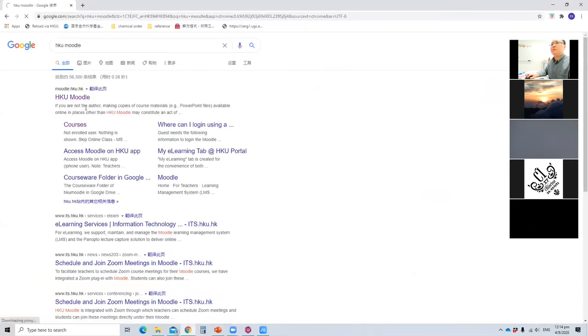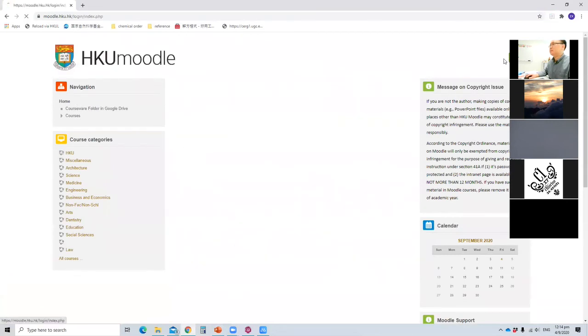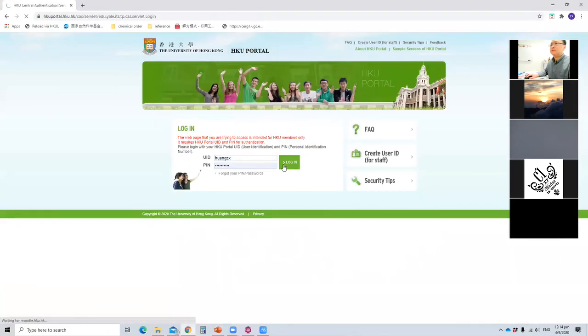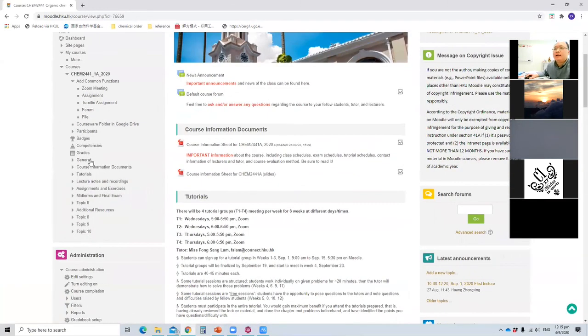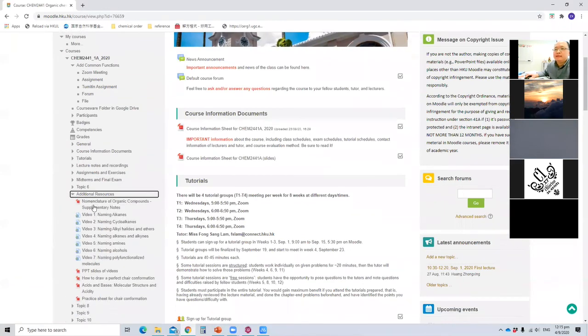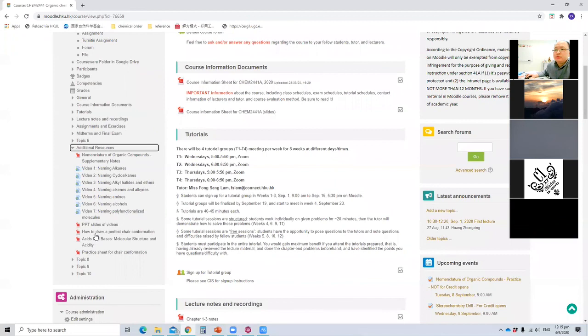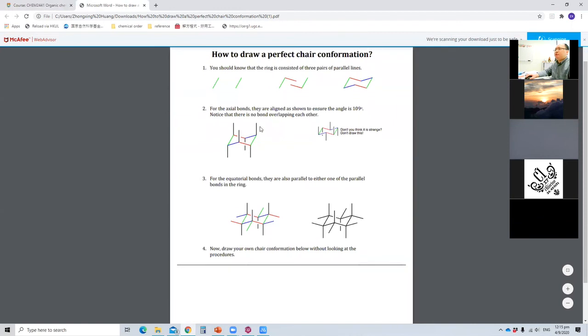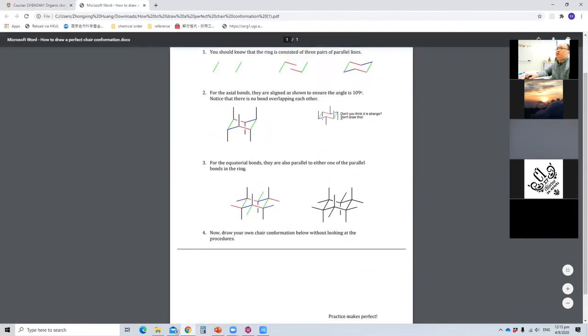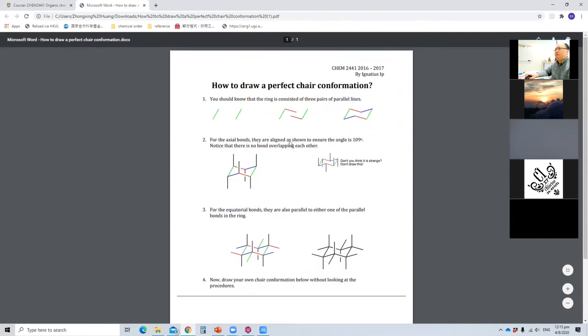So if you open Moodle, go to class, and you have some additional resources here. Click, and you have one tutorial for you to learn how to draw a perfect chair conformation. If you download it, it has step-by-step instructions on how to draw this and how not to draw this. This was actually provided during previous organic chemistry classes by a tutor.